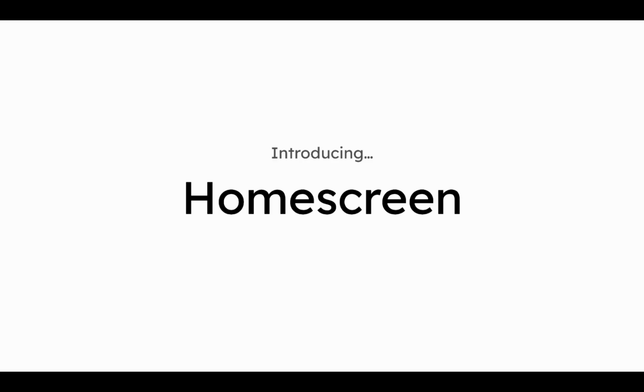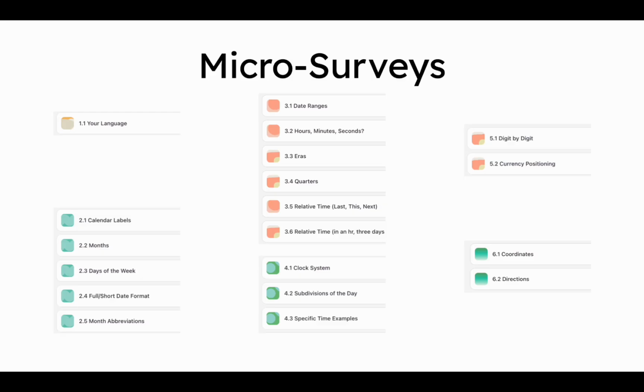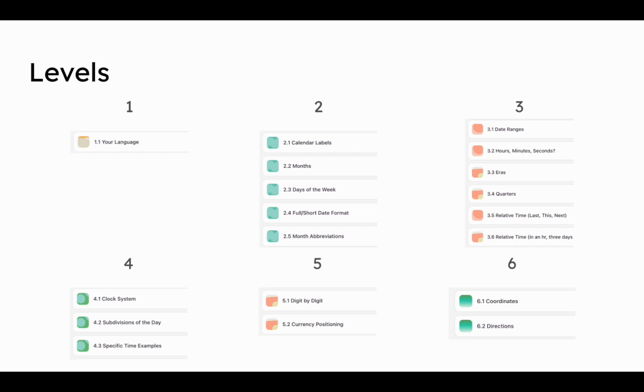To encourage contribution at an individual pace, Homescreen is broken into several quick surveys, which we call microsurveys. Each microsurvey asks about 1 to 2 pieces of key information and takes just minutes to complete, allowing contributors to work through the pipeline one survey at a time or complete multiple microsurveys in one sitting. The surveys are organized into 6 main levels by topic.